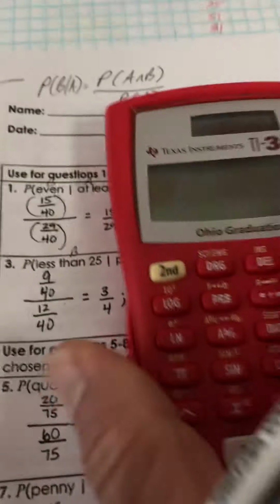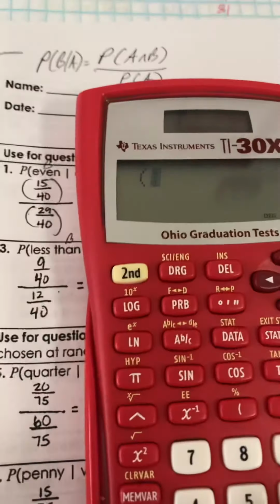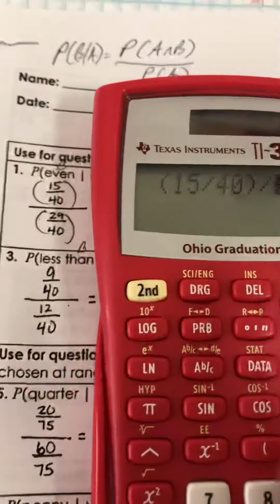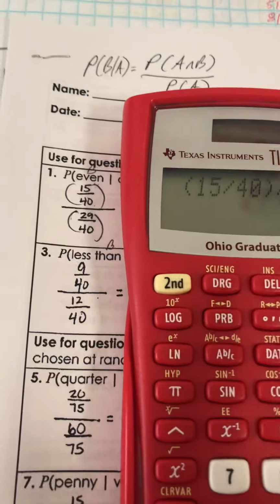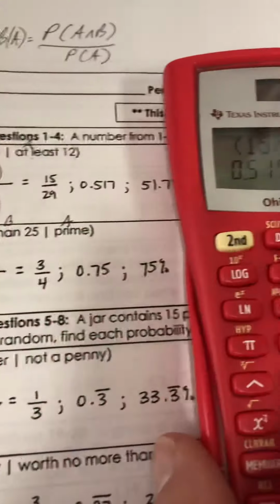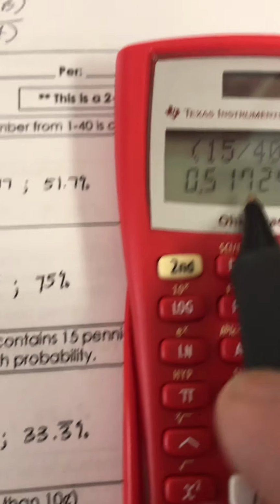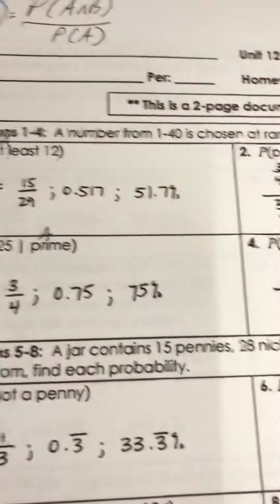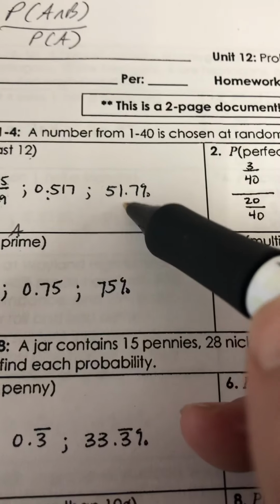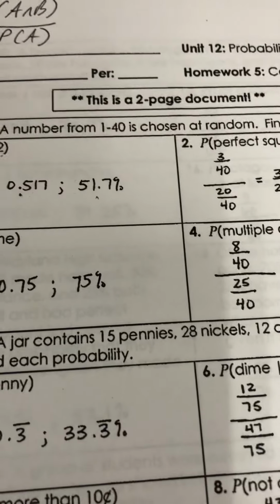You put it in your calculator like this. If you're having problems putting them in your calculator, I want to show you that also. So I have 15 divided by 40. Put it in parentheses. Okay, and then hit divided by, and more parentheses, 29 divided by 40, back parentheses, and hit equals. And then it'll give you 51.7%. Okay, and I just went straight to decimal and percentages when I was doing this on my own. You could do the fractions, you could do the top and the bottom.